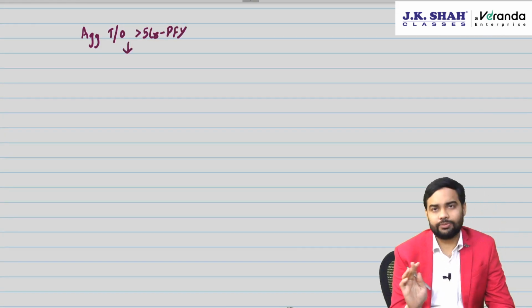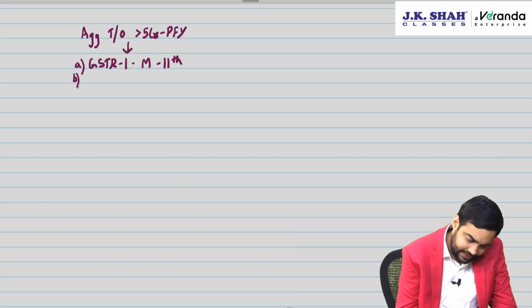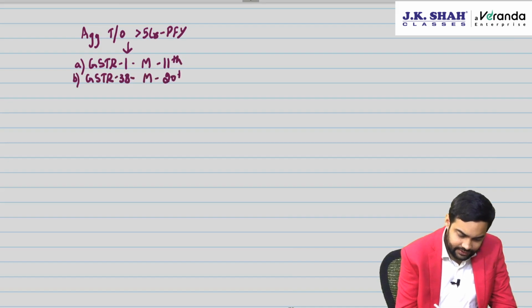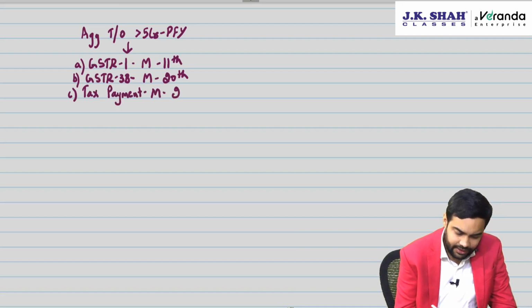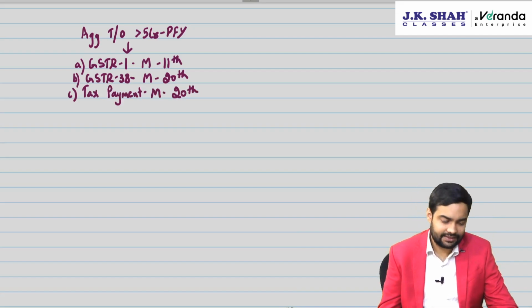So government said, if your aggregate turnover is more than 5 crore in preceding financial year, then in that case no option. GSTR 1 will be filed on a monthly basis and the due date will be 11th. GSTR 3B will also be filed on a monthly basis and the due date will be 20th, and tax payment is also to be done on a monthly basis and the due date will be 20th. So everything on monthly basis.